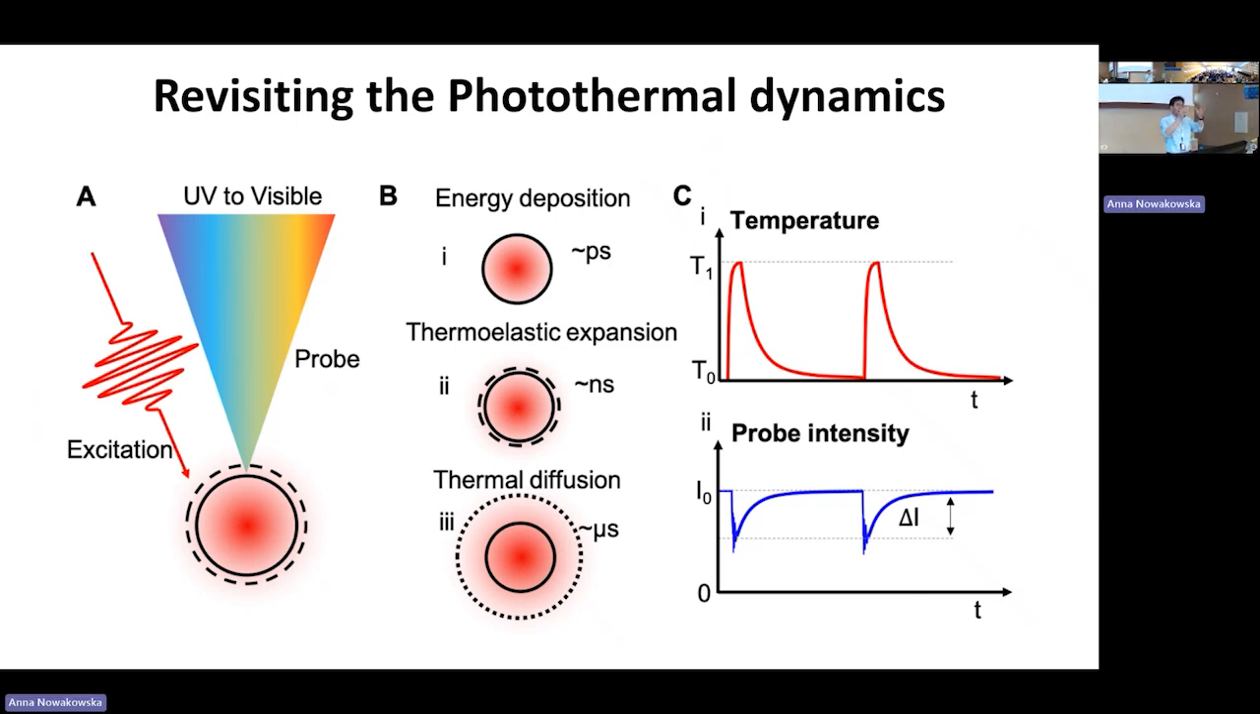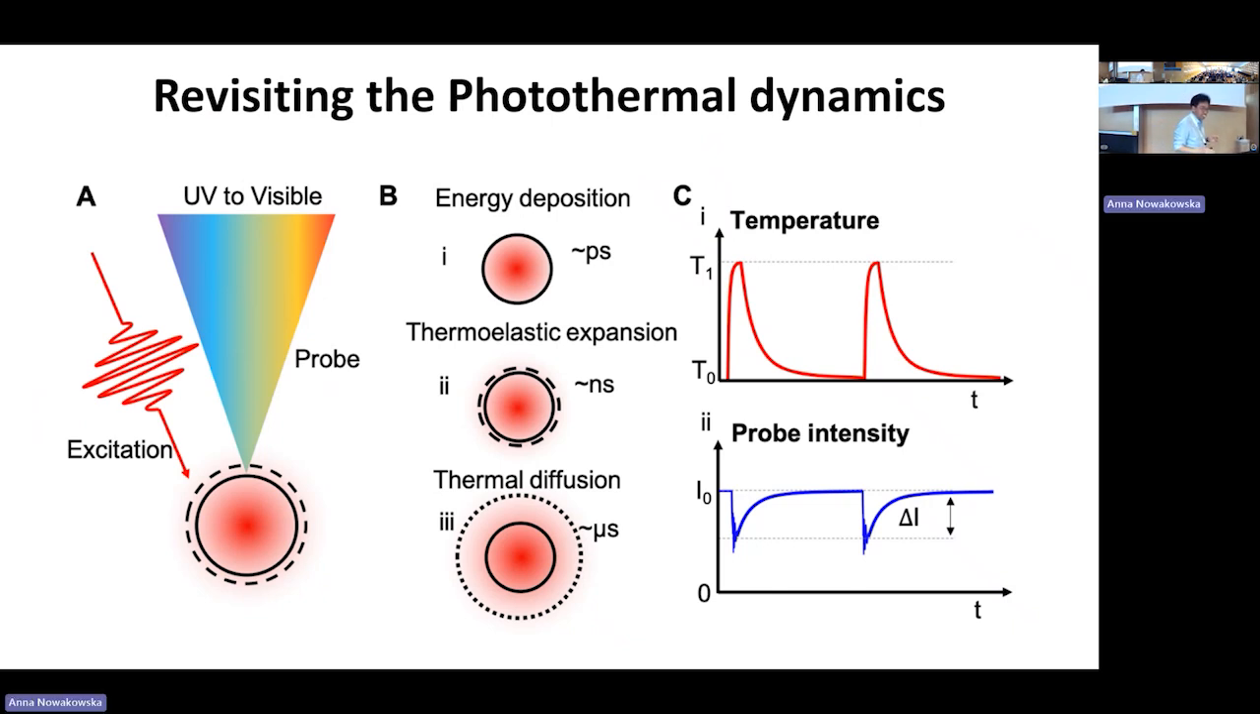And this changes the temperature, followed by a thermoelastic expansion. And this process produces ultrasound. That's the mechanism. So you see the ultrasound, the oscillation here. Then it is followed by thermal diffusion. That happens from the nanosecond to microsecond scale.